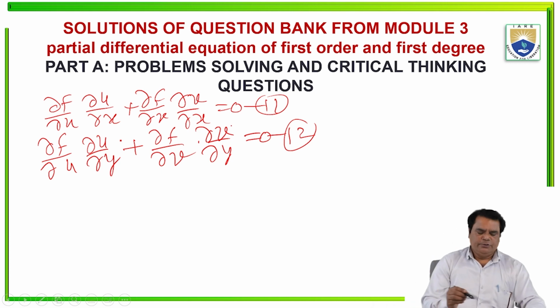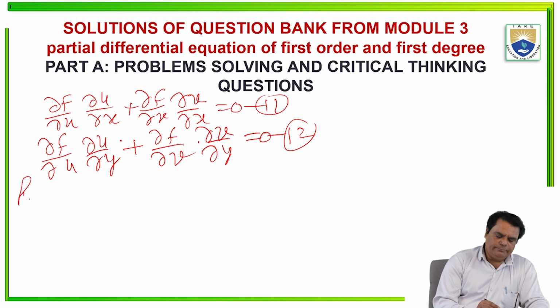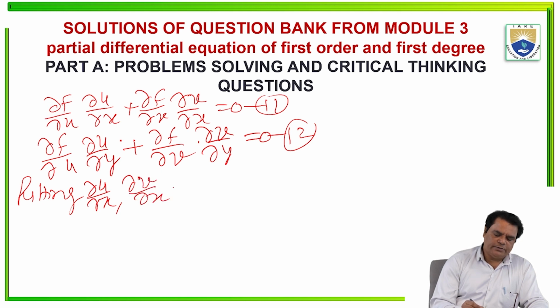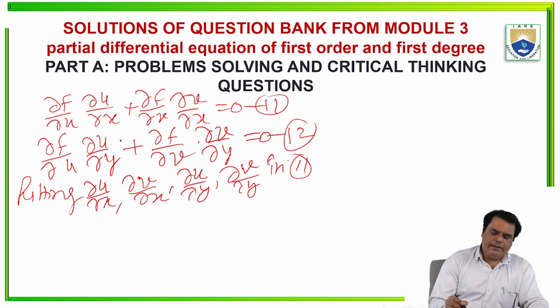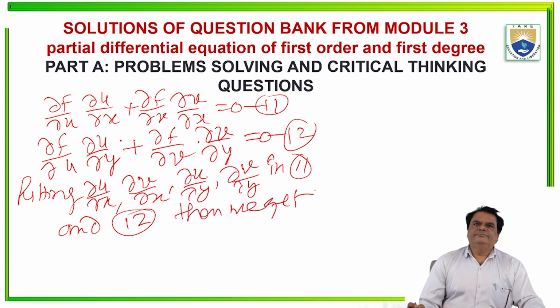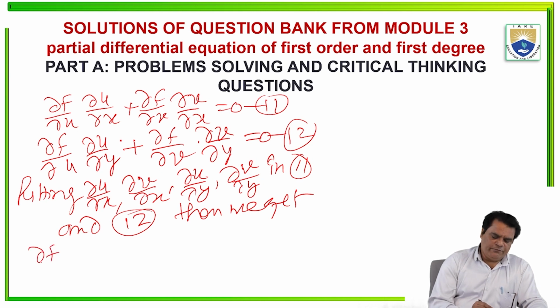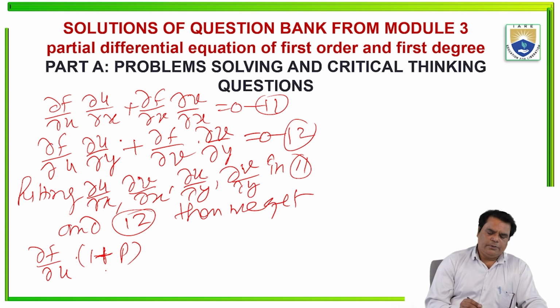Putting all derivatives ∂u/∂x, ∂v/∂x, ∂u/∂y, ∂v/∂y in 11 and 12, we get the following. First of all, ∂f/∂u times ∂u/∂x, which is 1 plus p, plus ∂f/∂v times ∂v/∂x, which is 2 times (x plus zp).